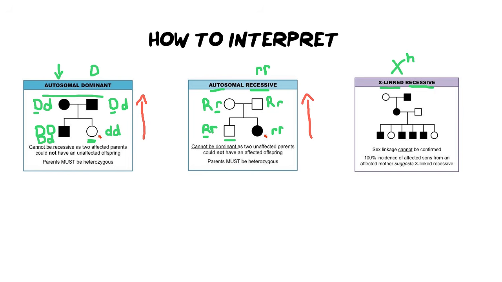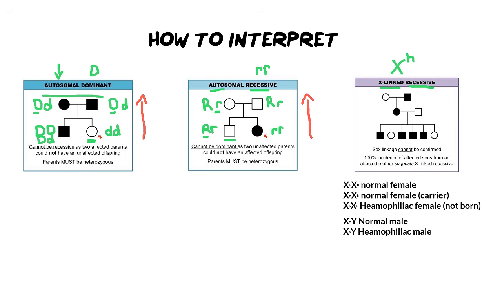I'm going to use hemophilia as an example, which is a sex-linked disorder. In a disorder like hemophilia, it affects the X chromosomes and it is recessive.